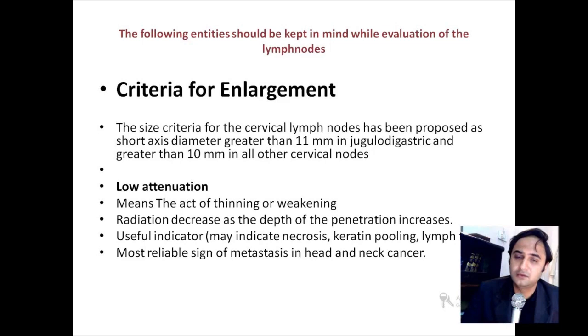One is the low attenuation. There are only few things which you need to know. First is the attenuation of the lymph node, the shade of gray that is given. The attenuation means the act of thinning or weakening of the radiation passing through that lymph node, and if the lymph node is enlarged, contains the necrotic element, the keratin pools, then it will show a low attenuation. Now if it is showing a low attenuation, it does not necessarily mean that there is any element of central necrosis in it. It can be keratin pooling, it can be necrosis, and it can be the lymphoid tissue as well. And it is one of the most reliable signs of metastasis in the head and neck region.